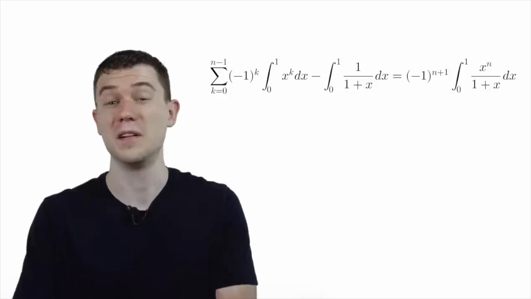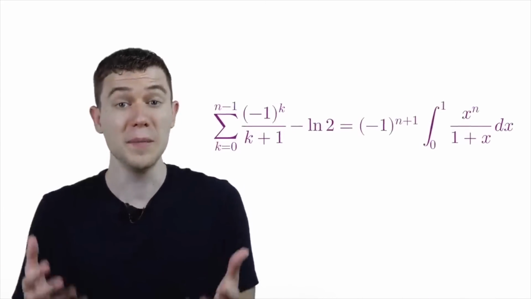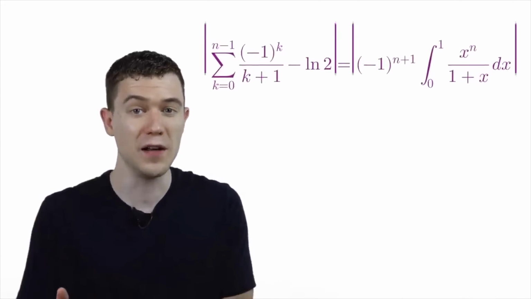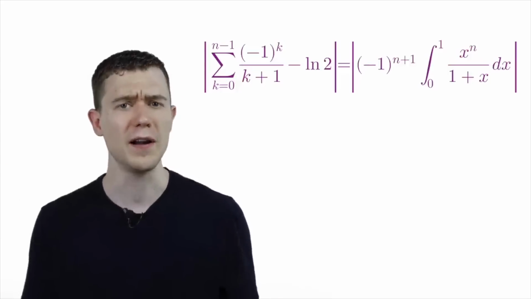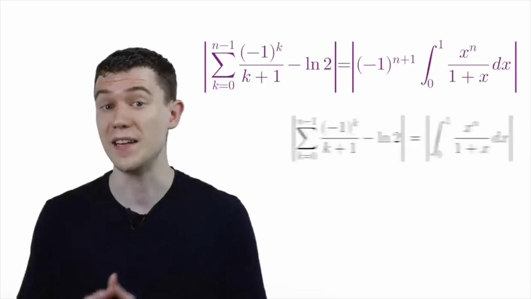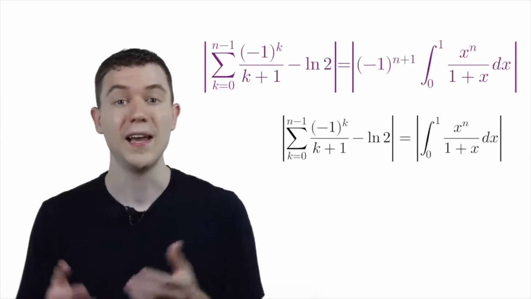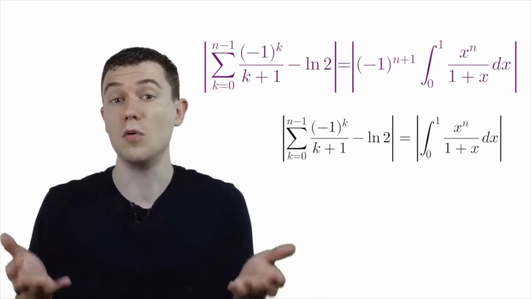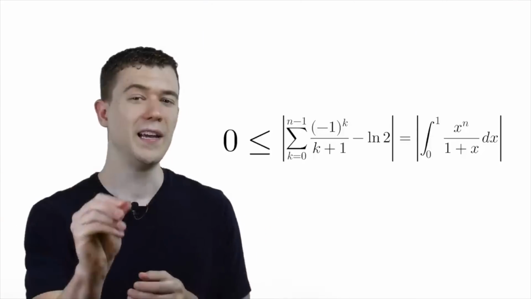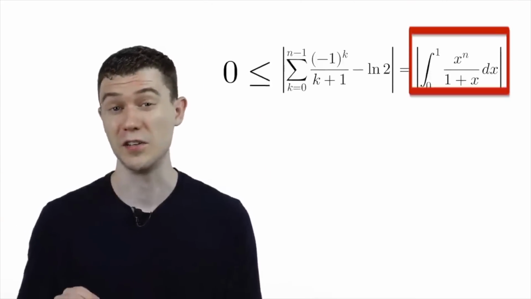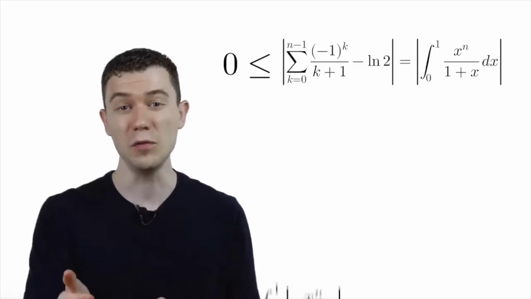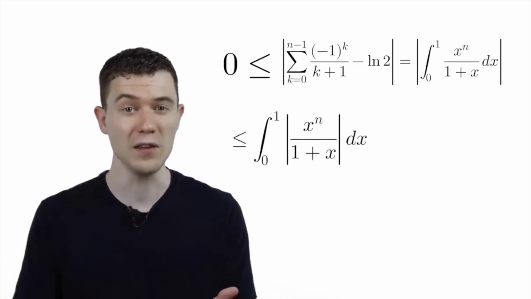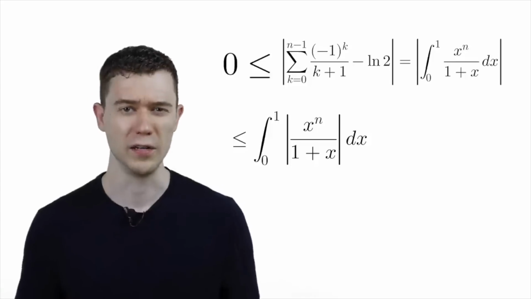Here's the fun part. We have this equality, which means the same thing as the absolute value of the left equals the absolute value of the right. Since we're talking about absolute values, we don't need that negative 1 to the n any longer, and absolute values are always greater than or equal to 0. Here's the advantage of not computing that integral. The absolute value of the integral is less than or equal to the integral of the absolute value. This is sort of like the triangle inequality.